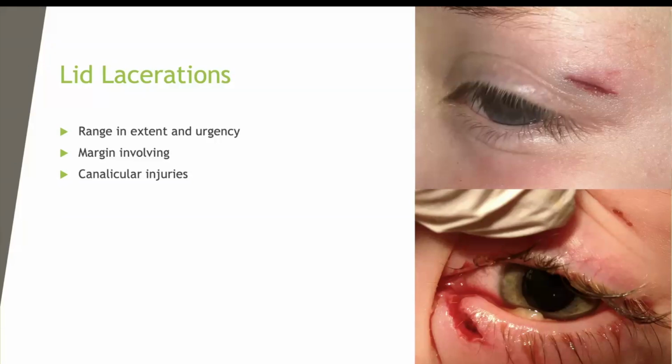So you can see in that top right, that's a very superficial laceration, not involving the lid margin. That probably doesn't even need stitches, maybe a couple of steri strips, and some chloramphenicol ointment can probably manage that. Whereas the injury in the bottom right-hand side there is obviously much more extensive. And when you're involving the margin of the lid, or the canaliculus, there are some careful considerations to make when you're approaching these patients.